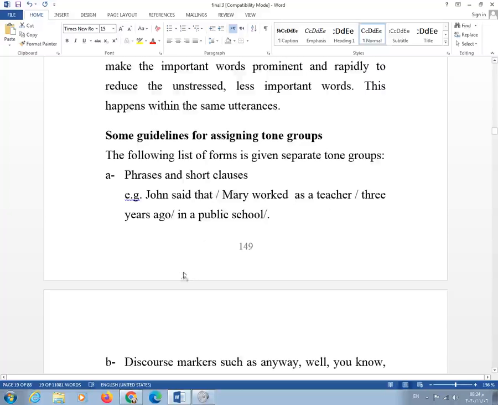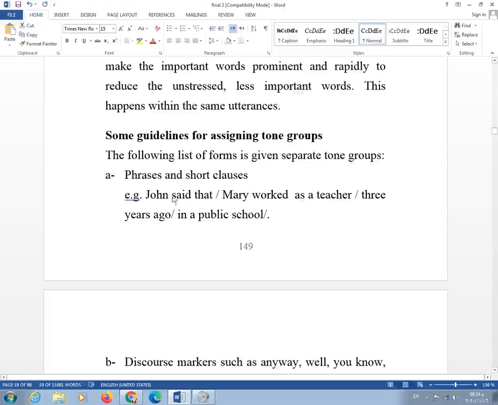Look at this. John said that. What is the most important word here? It's that. Okay. Mary worked as a teacher. Teacher is the most important word, the focus word here. And what is the stressed syllable here? It's teach. What is the peak? It's E. Okay, so what is the tone here? The tone on this tone group will be what? Rising.